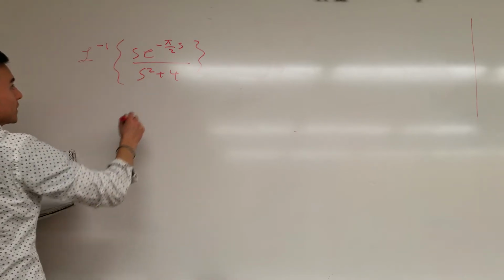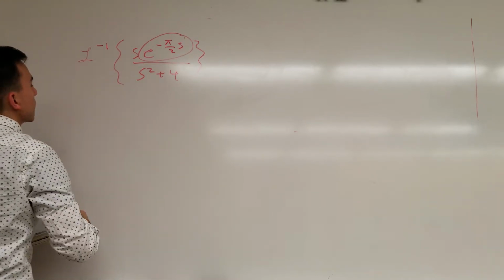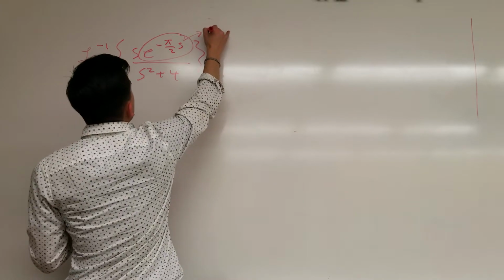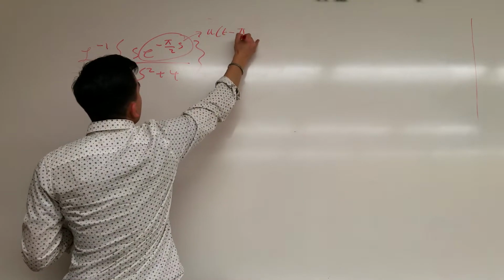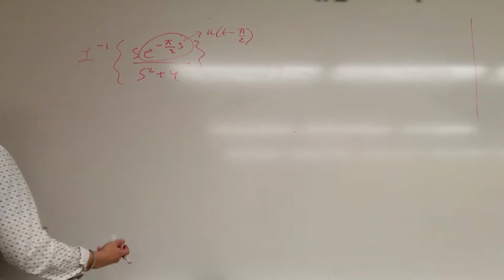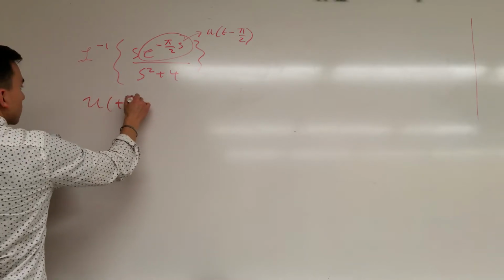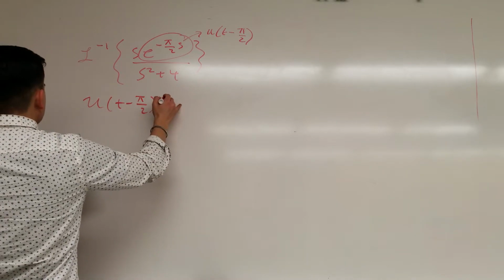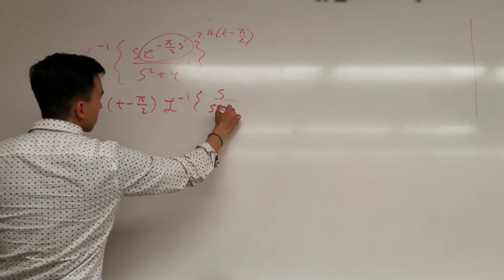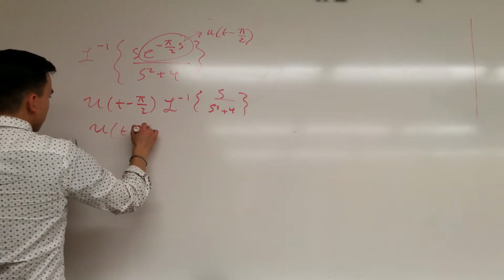All right, so if I see this, e to the negative pi half s, that tells me that I'm going to have a unit step, right? So I'm going to pull that unit step out, and I'm going to Laplace inverse whatever's left. Okay, no problem. Unit step t minus pi half.